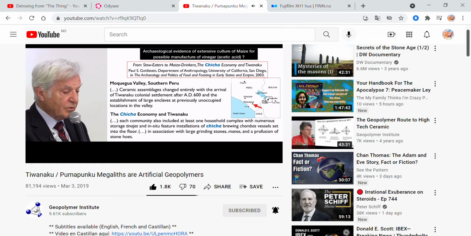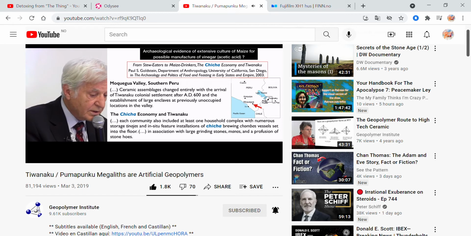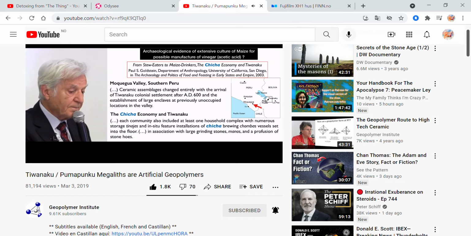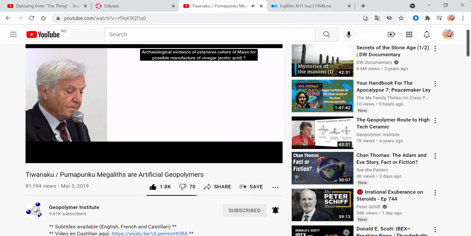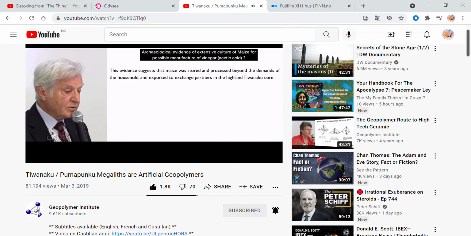Each community also included at least one household complex with numerous storage tinajas and in situ feature installations of chicha brewing. The vessels set into the floor, these are big vessels, in association with large grinding stones, they are called manos, and the profusion of stone hoes. I continue. This evidence suggests that maize was stored and processed beyond the demands of the household and exported to exchange partners in the highland Tiwanaku core.